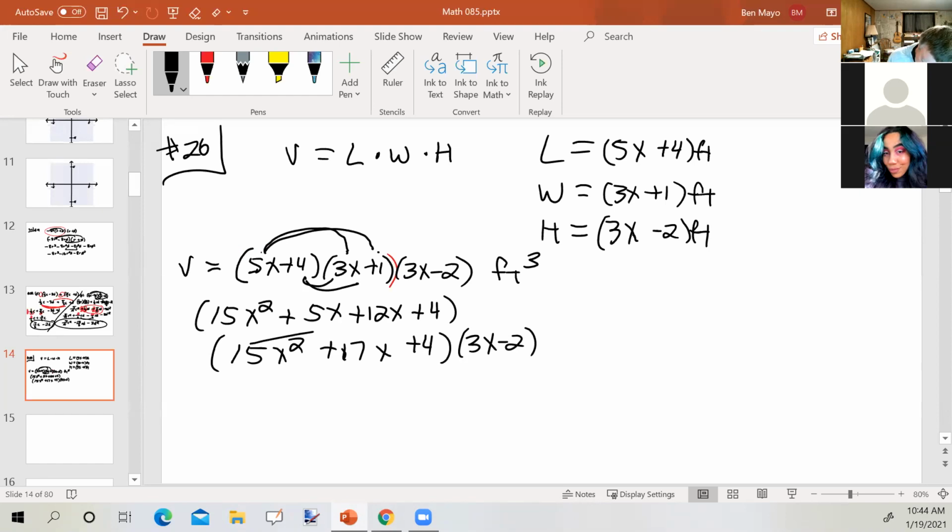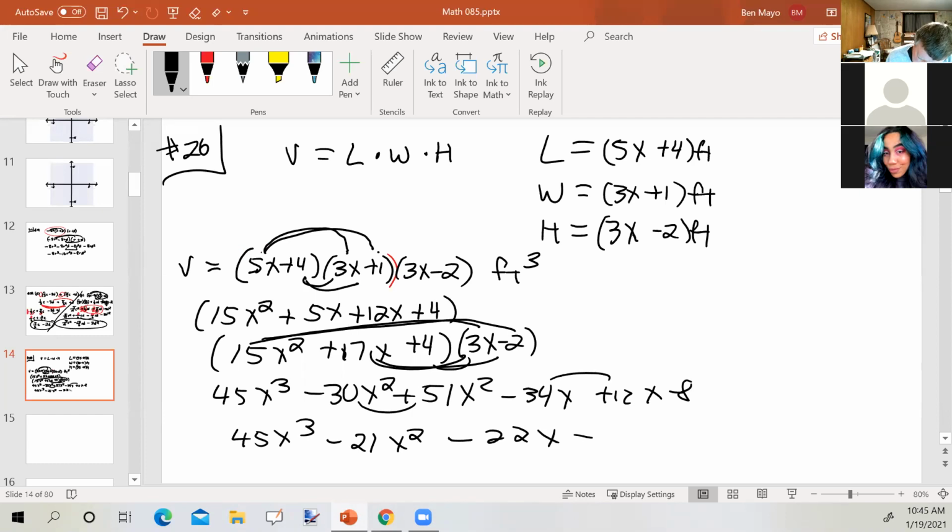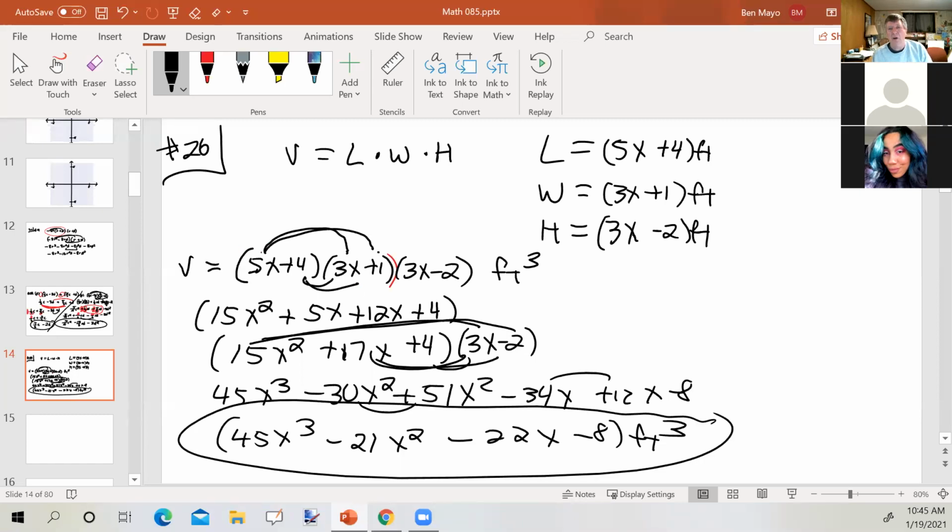I think we're doing better now. That's going to be 45x cubed minus 30x squared plus 51x squared minus 34x plus 12x minus 8. So let's see, 45x cubed plus 21x squared minus 22x minus 8. There we go. Thank you for finding my mistake. So there's the correct answer. And again, be careful. That's what I get for having sloppy writing.